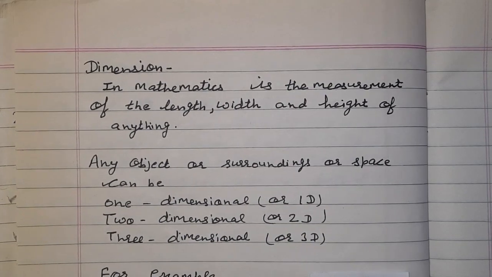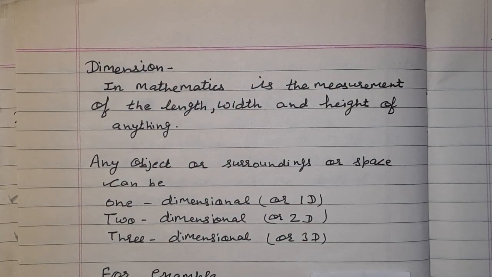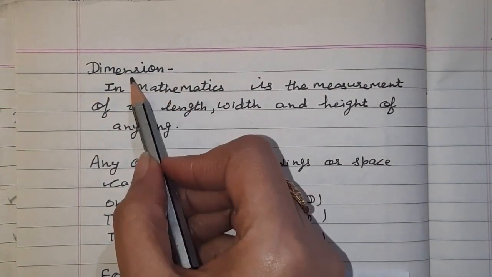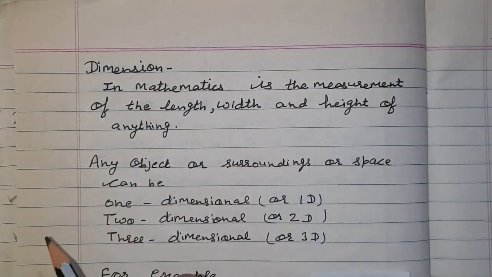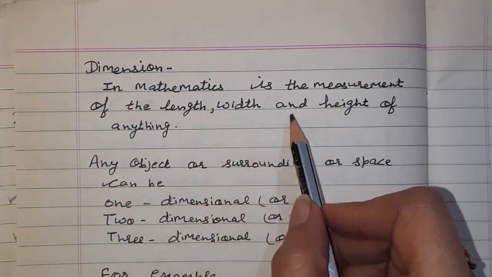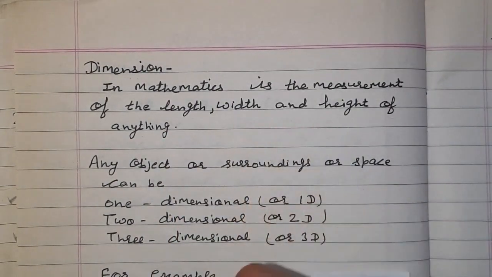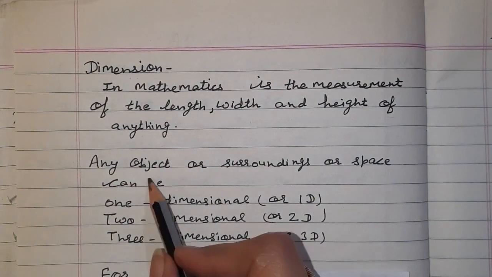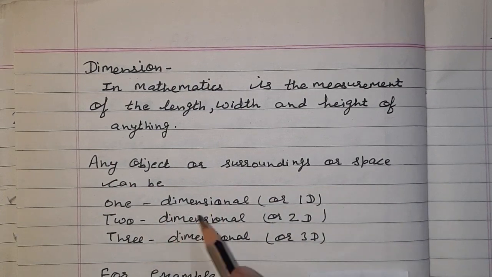Now I will tell you some very important things which are related to your chapter but not given in book. Dimension. Dimension means the similar word is size, map, pariman. This is a Hindi meaning. In mathematics, it is the measurement of length, width and height of anything. When we measure the length, width, height of anything, that is known as dimension. Any object or surroundings or space can be one dimensional, two dimensional, three dimensional.